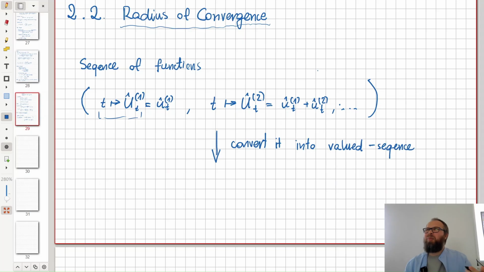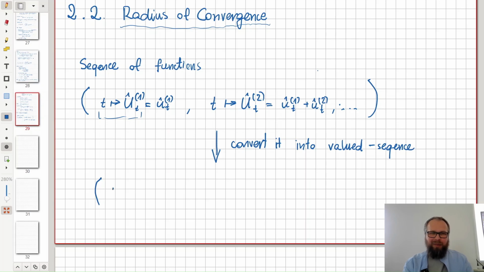I don't know if this is a proper wording. Function sequence, valued sequence. Do you know what I mean? Function valued, number valued. Well, it's operators, for example. So operators, there is some value assigned to it, because a function doesn't have values, right?